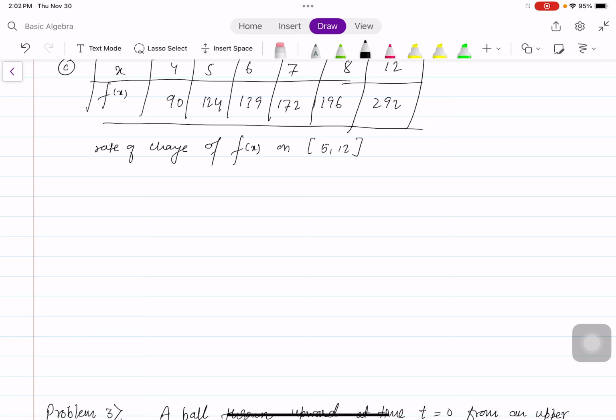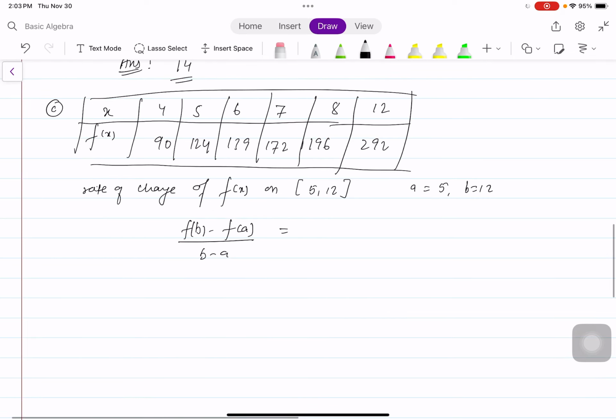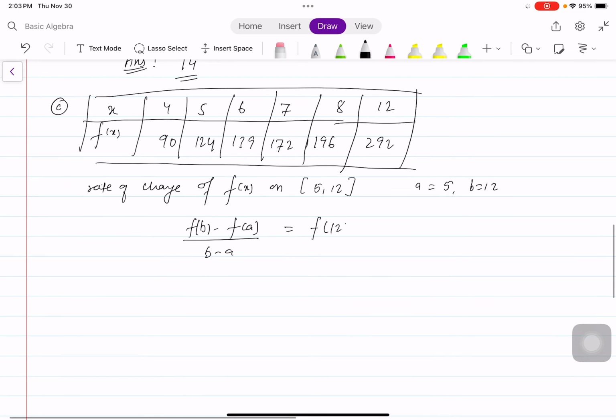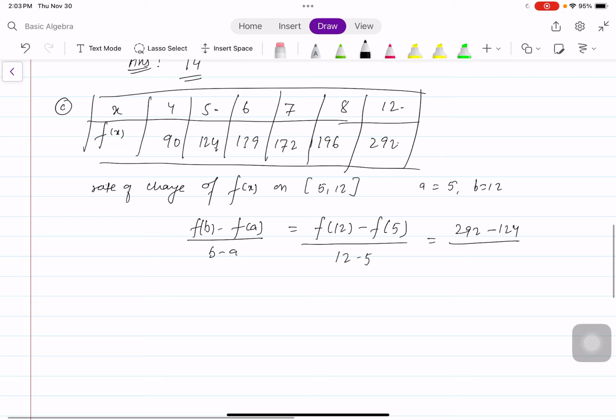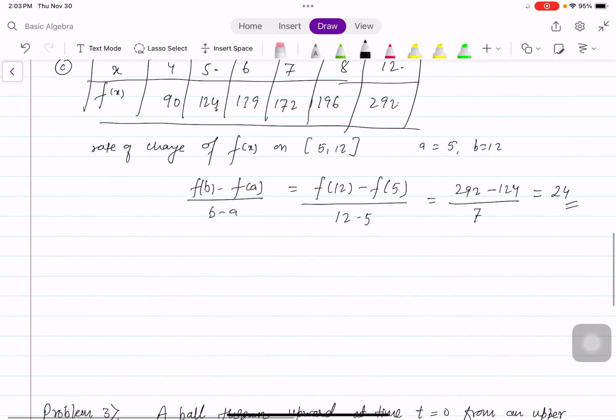So how to find this? The formula is f of b minus f of a over b minus a. What is a? A is 5, b is 12. So f of 12 minus f of 5 over 12 minus 5. Plug the values using the table. So f of 12, 12 is the input, the corresponding value is 292. Similarly, f of 5 is here, the corresponding value is 124, over 7. After solving it we get 24. So this is how we solve it if it is given in tabular form.